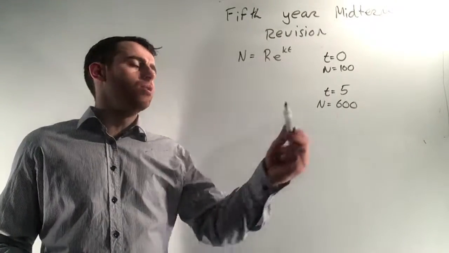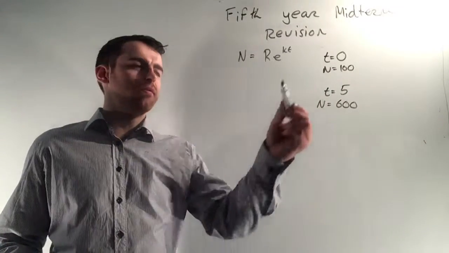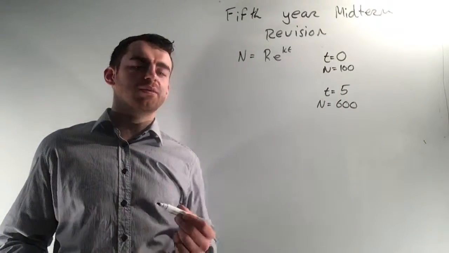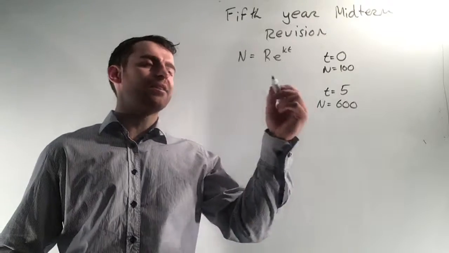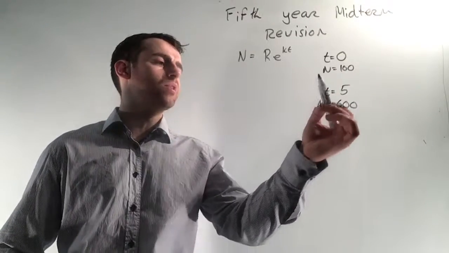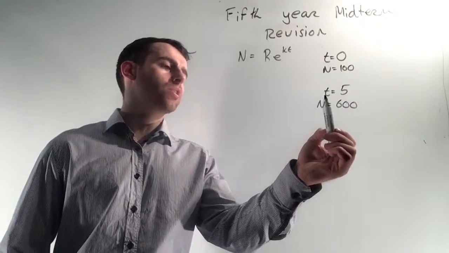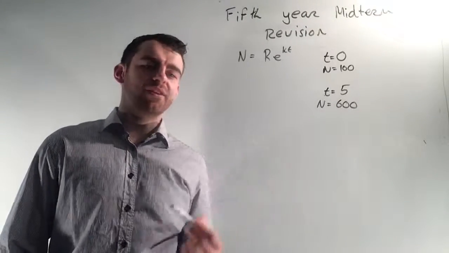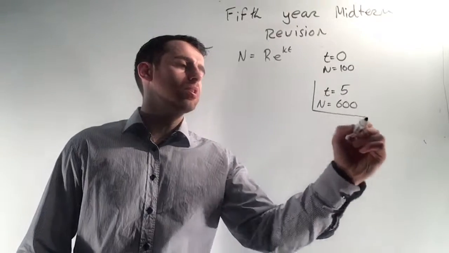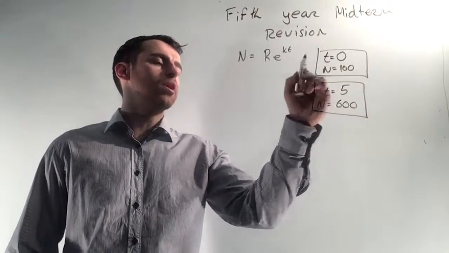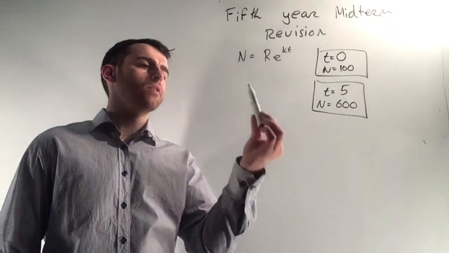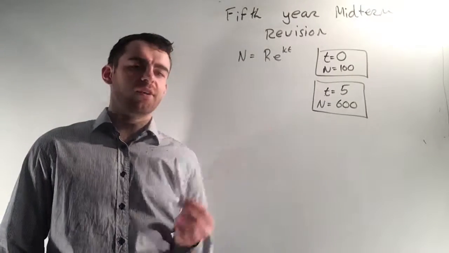At the very start, it told you that you started off with 100. So if they told you at the very start n is equal to 100, you need to realize what they're actually telling you is when t is equal to 0, n is equal to 100. It says 5 hours later, or in other words, when t is equal to 5, then n is equal to 600. So they're the two pieces of information that they've given you. We can use those two pieces of information, first of all, to find the value of r, secondly, to find the value of k.